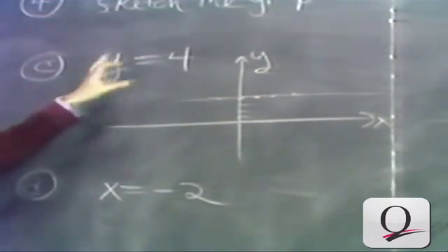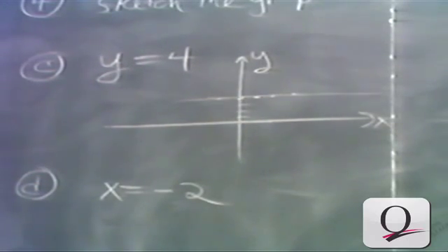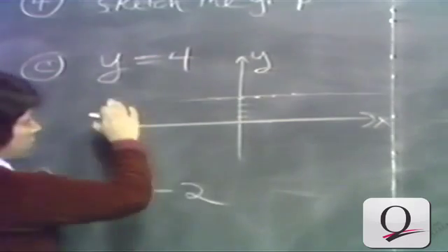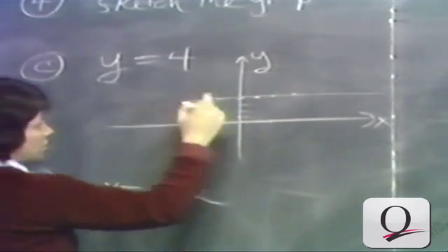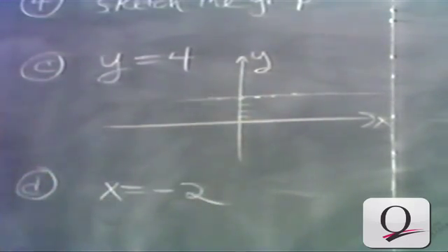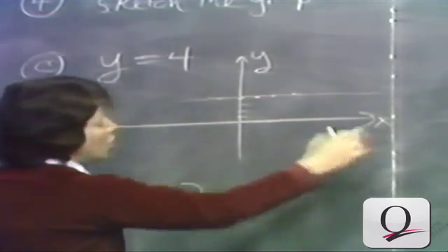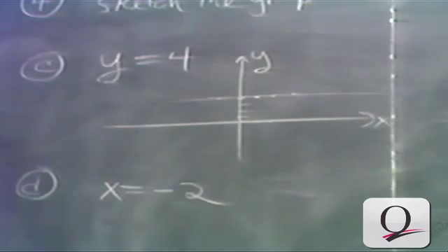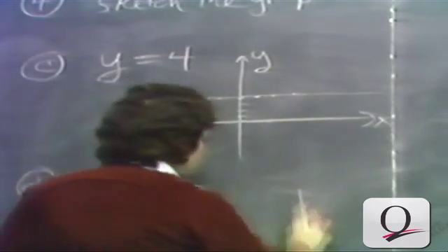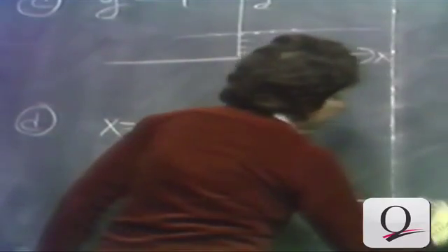And in general, y equals any constant, its graph will be a horizontal line. Okay, y equals plus 4 is a horizontal line 4 units above the x-axis. If it had been y equals minus 1, it would be a horizontal line 1 unit below the x-axis. Similarly, x equals a constant indicates a vertical line.